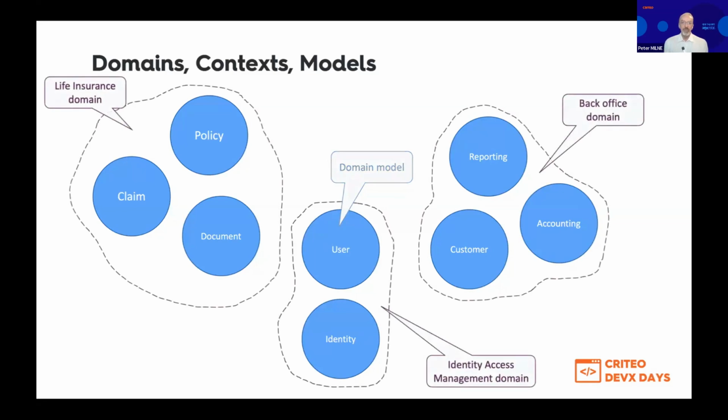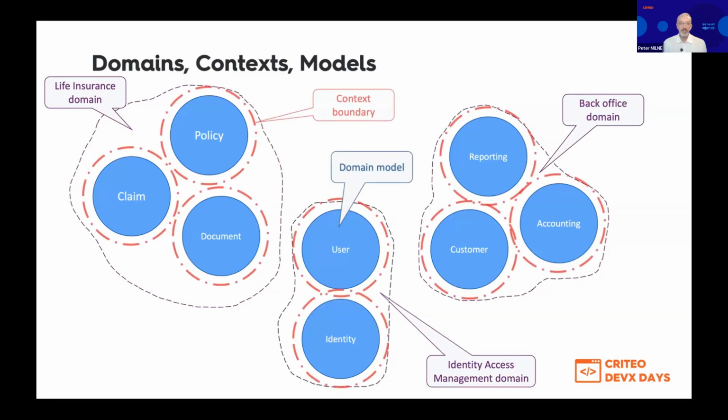We can group these domain models into domains. So we have a life insurance domain, we have an IAM domain, and we have a back office domain. These are chunks of work, chunks of functionality. This is something that's probably specified to you by the product owner.